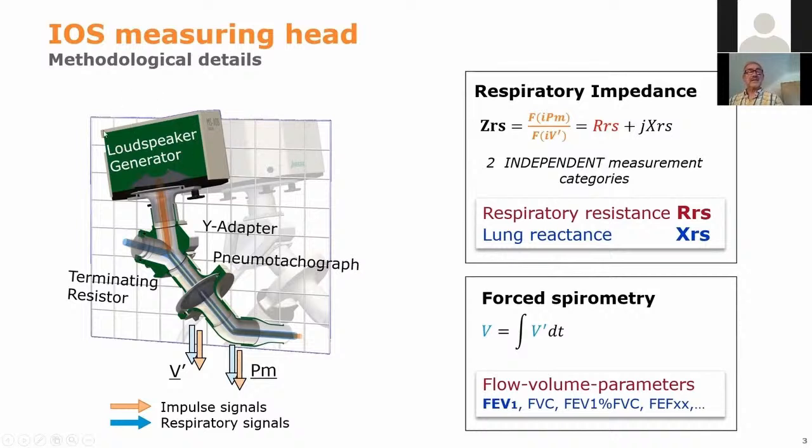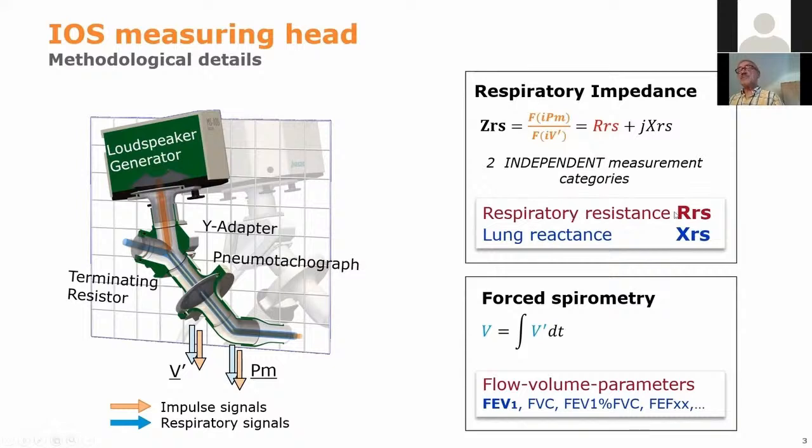In parallel, this loudspeaker generator generates impulses or forced signals in oscillometry, which are delivered to the respiratory system. And I'd like to point out that only these artificial signals are used to calculate and determine parameters of the lung. So we are independent of the respiratory activities of the patient, and that's why this method is especially interesting for children and also for elderly.